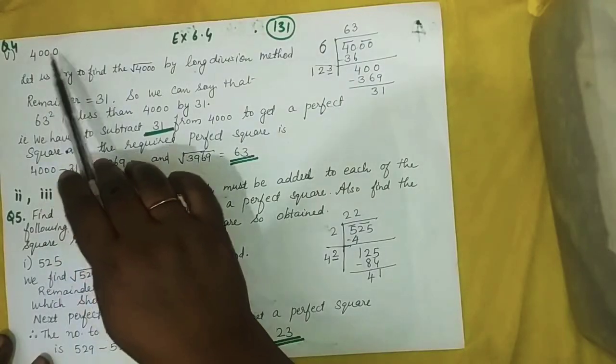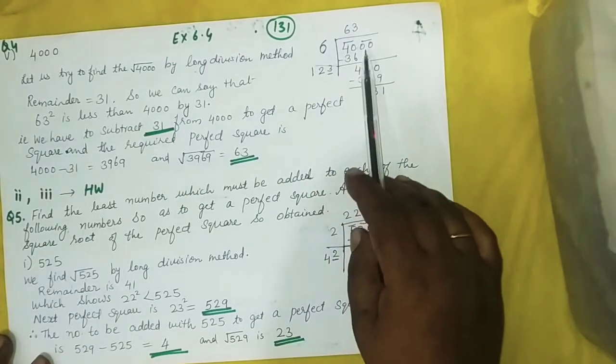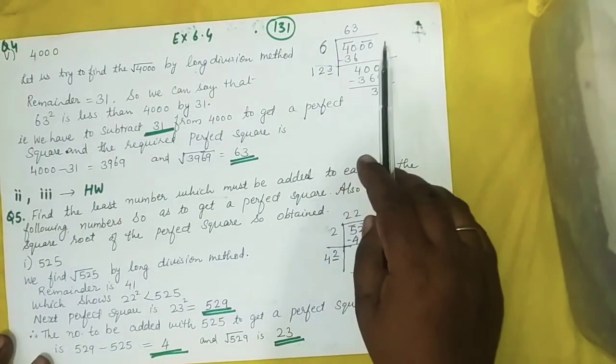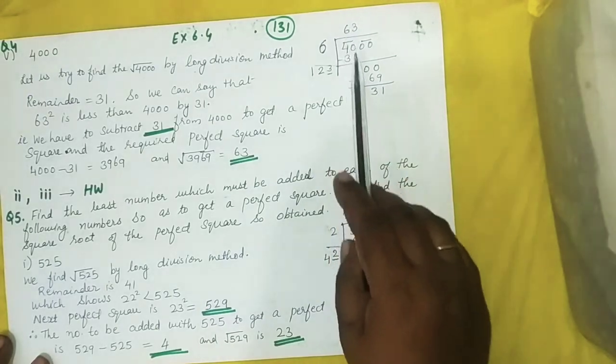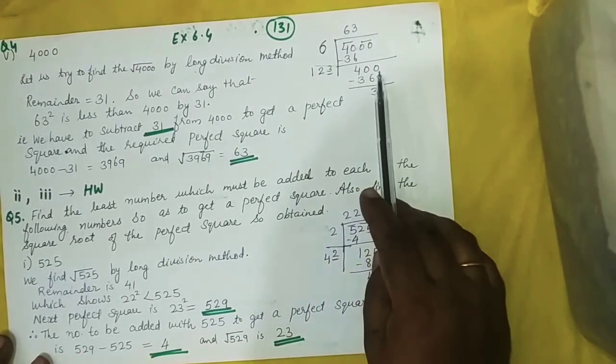Next, 4000. Here also we use the same method to find the square root. Take the square root. 0 0 is one pair and 4 0 together is one pair. 6 6s are 36. 7 7s are 49, which is greater. So 6 6s are 36. 40 minus 36 is 4. 2 zeros more we will write here.